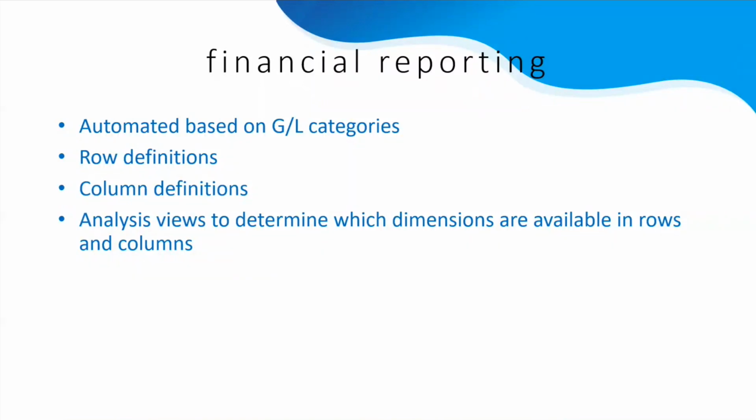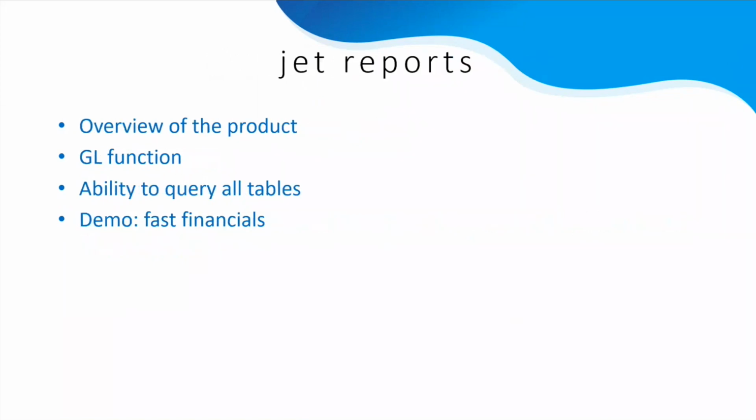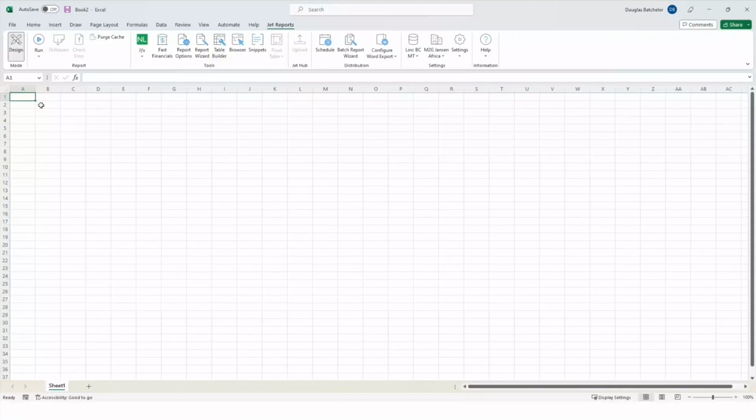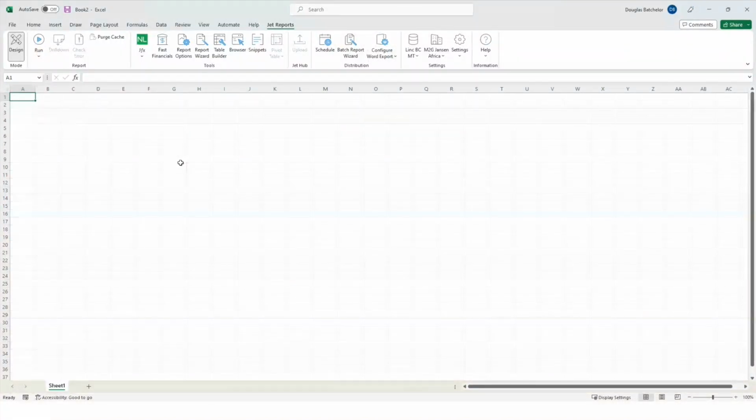So Jet Reports, for those of you that should already know, is an Excel-based tool that you install. It's an additional product that you need to purchase if you don't already have a license for it. And what that allows you to do, after installing it, is connect it to your database, and you can then build reports. The idea is that the reports can be built very easily by yourself.